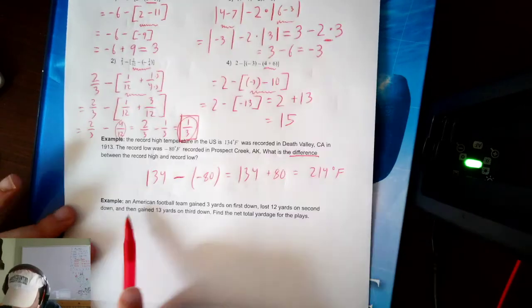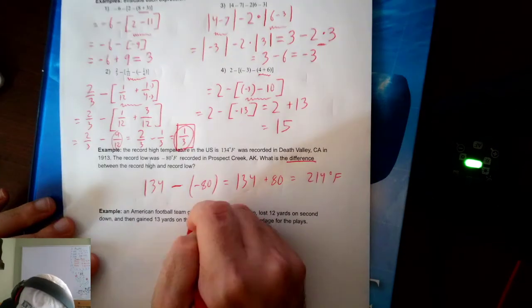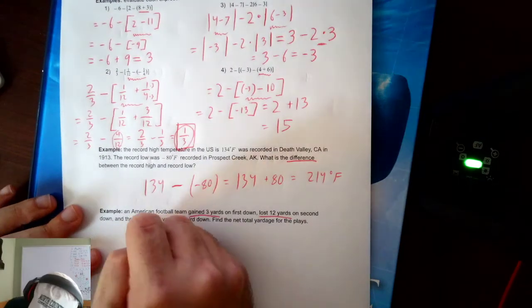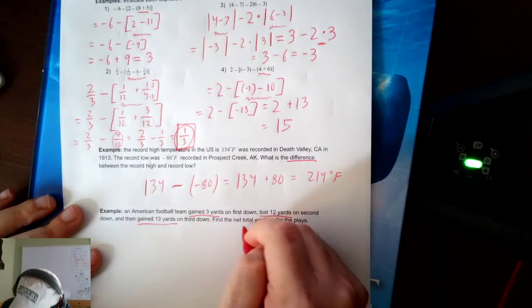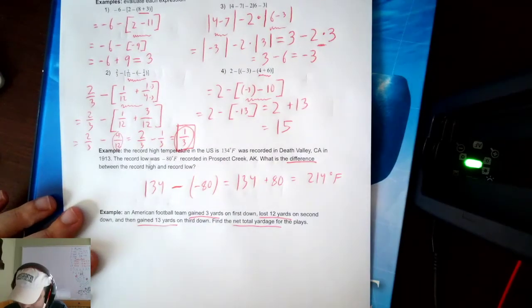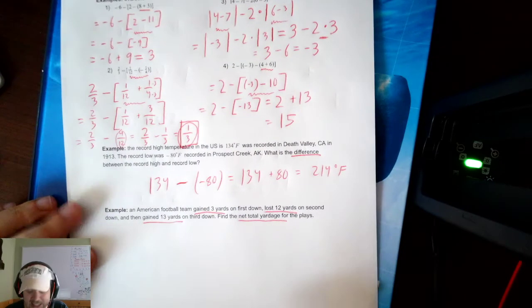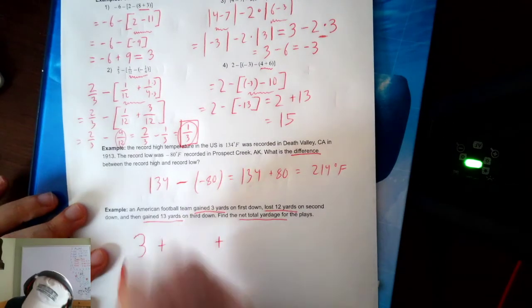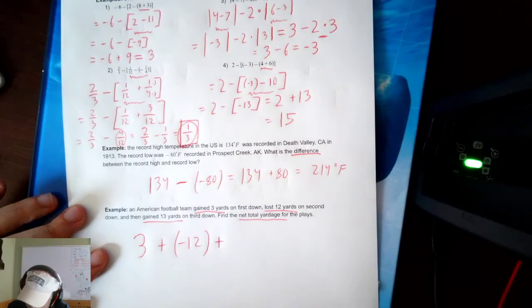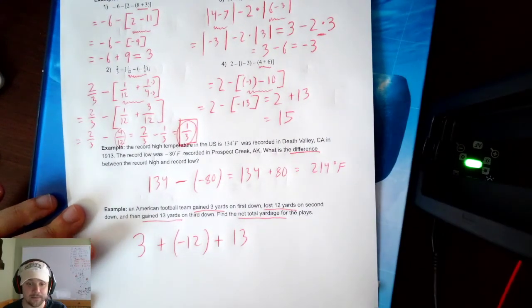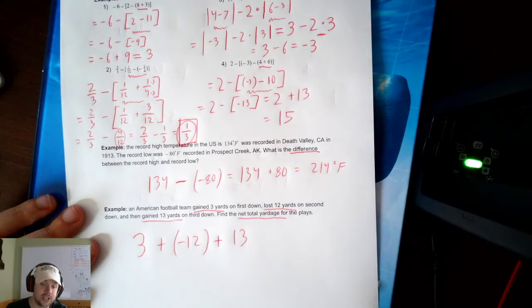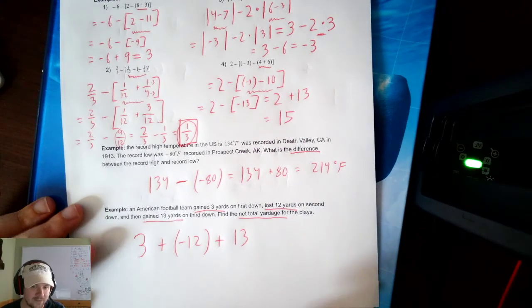Another word problem. An American football team gained 3 yards on the first down, lost 12 yards on second down, then gained 13 yards on the third down. Find the net total yardage for the plays. So I need to make sure I'm careful with my signs here. I'm totaling. I'm going to add the 3 numbers. First, I gained 3, then I lost 12, then I gained 13. Notice the middle one was a negative number because of the word lost. That's how I knew it was negative. If you lose yardage, you're going in the negative direction on the field, right?